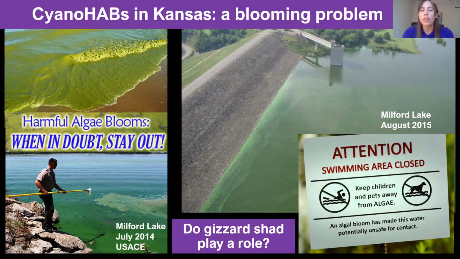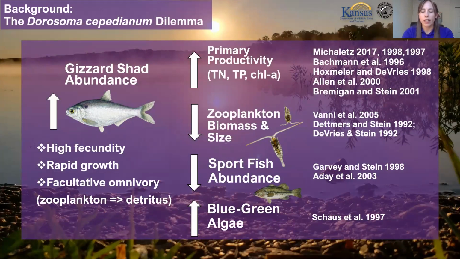Recently, there have been questions over the ability of benthic feeding fishes such as gizzard shad and common carp to resuspend nutrients off of the bottom of these reservoirs, potentially fueling cyanobacterial blooms. One of these benthic feeding fishes is the gizzard shad, Dorosoma cepedianum, and they're the subject of my dissertation research. Gizzard shad are freshwater members of the herring family, Clupeidae, and they have a very unique life history that makes them particularly capable of dominating reservoir ecosystems.